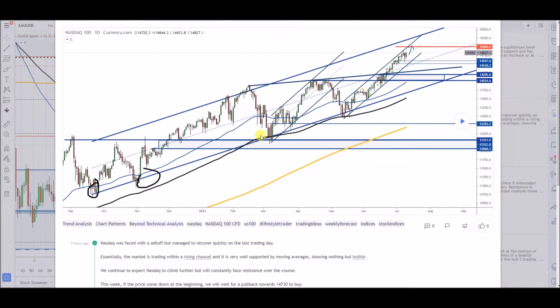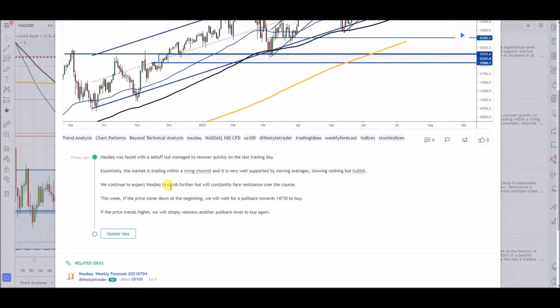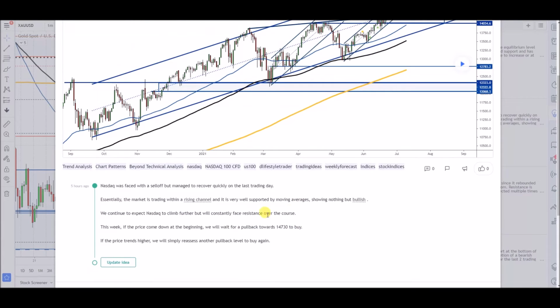The price has been supported by all of these moving averages, not even touching the 252 moving average at the bottom right here. And the price just kept going higher and higher, trading within this channel itself, so it is obviously a very bullish market for the NASDAQ. So moving on, we continue to expect NASDAQ to climb further, but will constantly face resistance over the course.